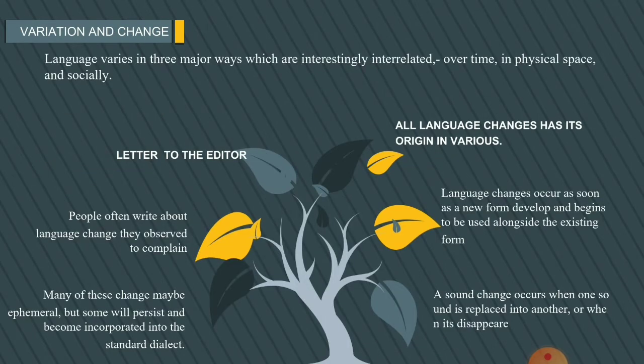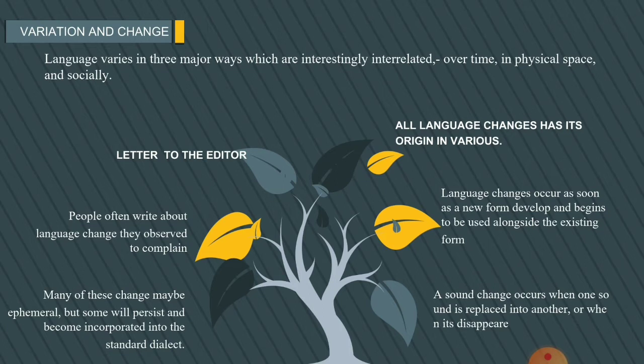Language varies in 3 major ways, which are interestingly interrelated: over time, in physical space, and socially. A good source of information on changes which are currently in progress is the letters to the editor section of any newspaper or magazine. People often write about language changes they have observed, usually to complain about them. Many of these changes will be ephemeral, but some will persist and become incorporated into the standard dialect.